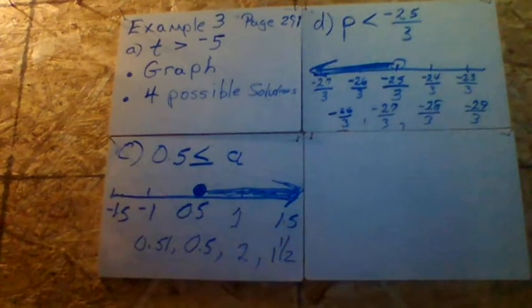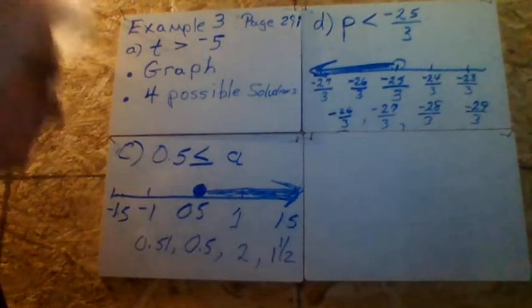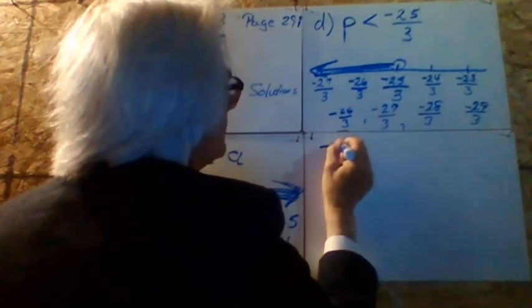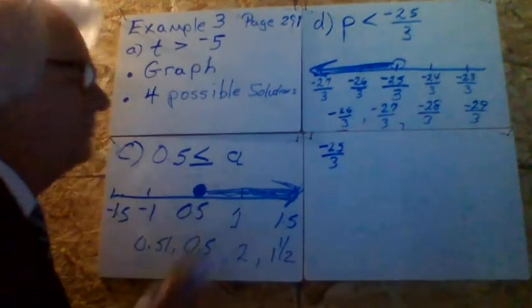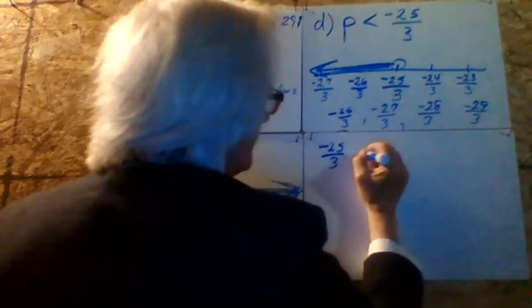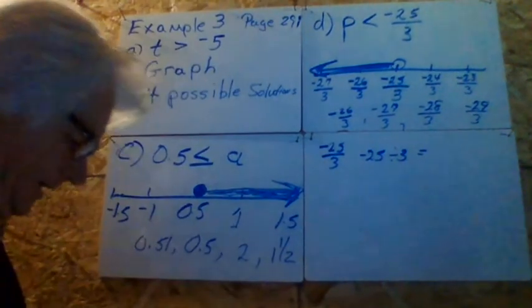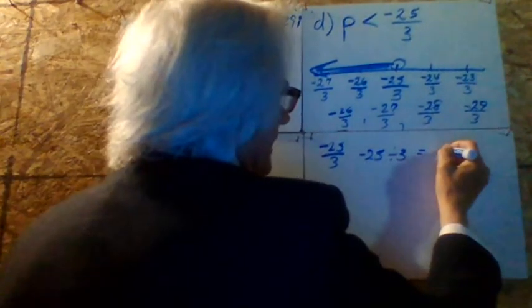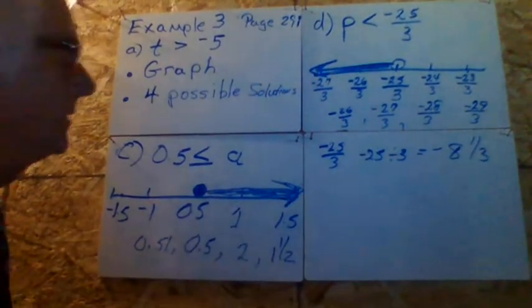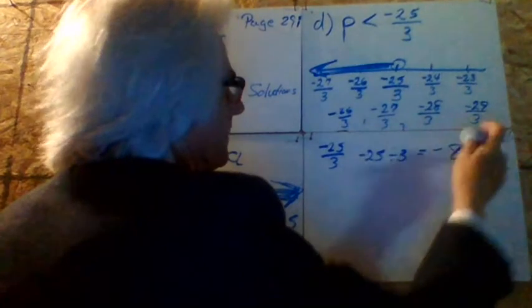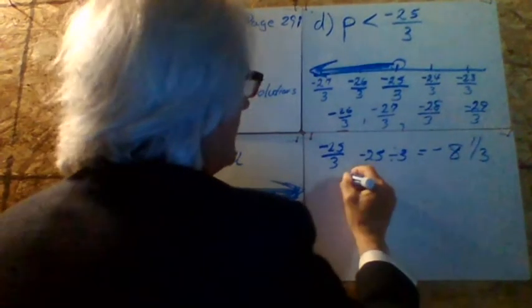Another way that I could choose to do this is I could take this improper fraction and turn it into a mixed number. So how do I do that? I would have negative 25 divided by 3. And when I do that, I'm going to have negative 8 and 1/3. And this is the way that they did it in the textbook. So now I'm dealing with the same thing, except now I'll have p is less than negative 8 and 1/3.